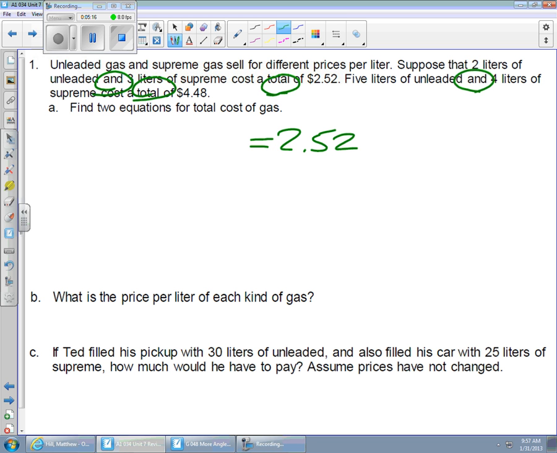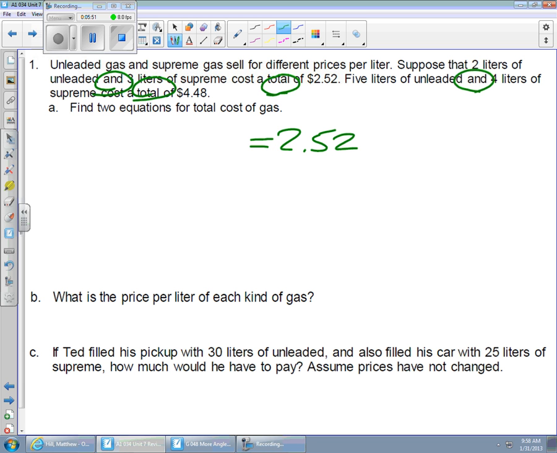Well, cost, $2.52. If dollars are going to be on the right hand side of the problem, then dollars are also going to have to be in play on the left hand side of the problem. So let's see what's going on with the dollars. 2 liters and 3 liters of Supreme cost a total of $2.52. We need some variables here.